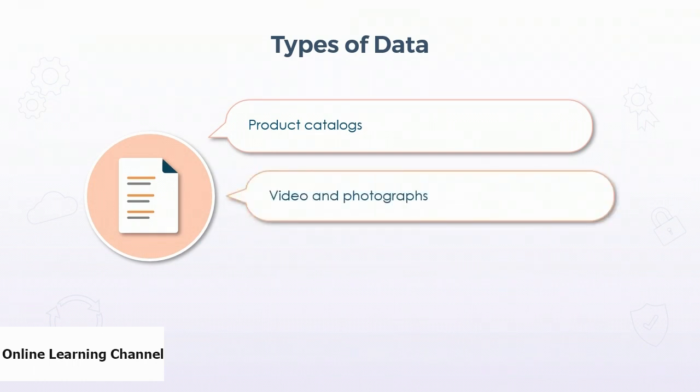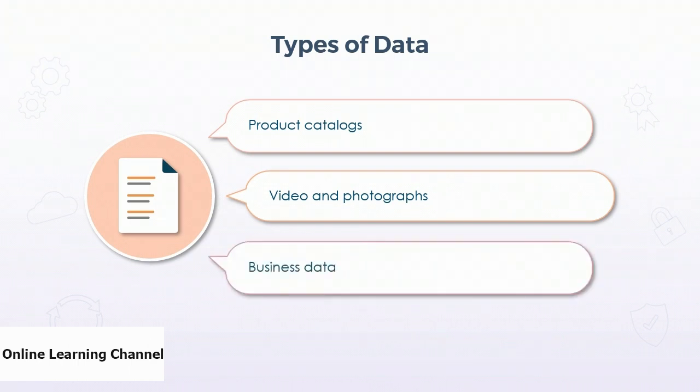Your data can also be media, so things like photos and videos. In those cases, there are some properties that each of these files share, but at the end of the day, every video and every photo is different from every other video and photo. And the third category for your data is what we refer to as business data.